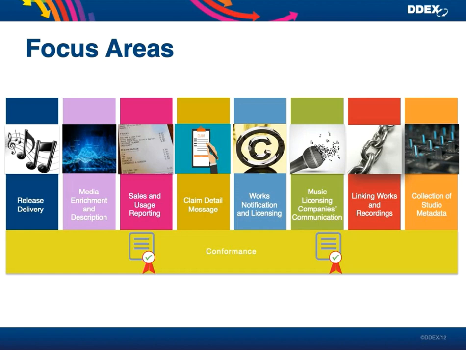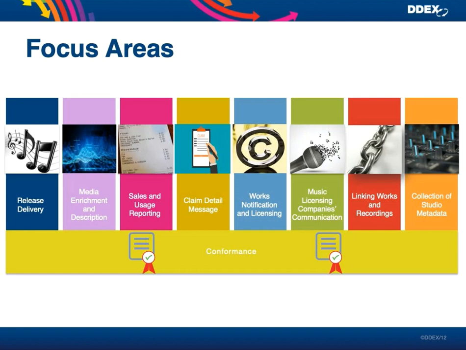Work notification and licensing is similar to claim detail message, but is very much focused on the mechanical rights licensing process in the US, which is very much more fragmented than it is in most other territories, and the messages we're creating there are designed to support that process.